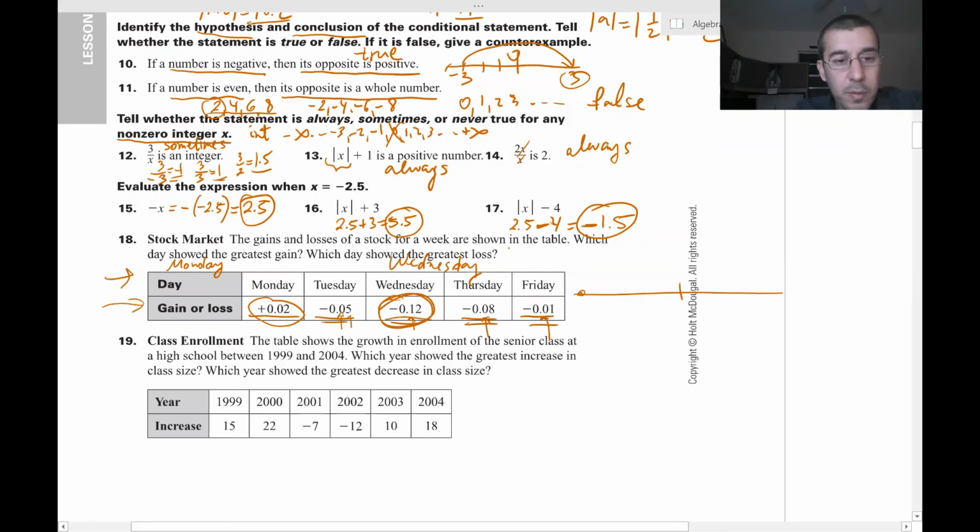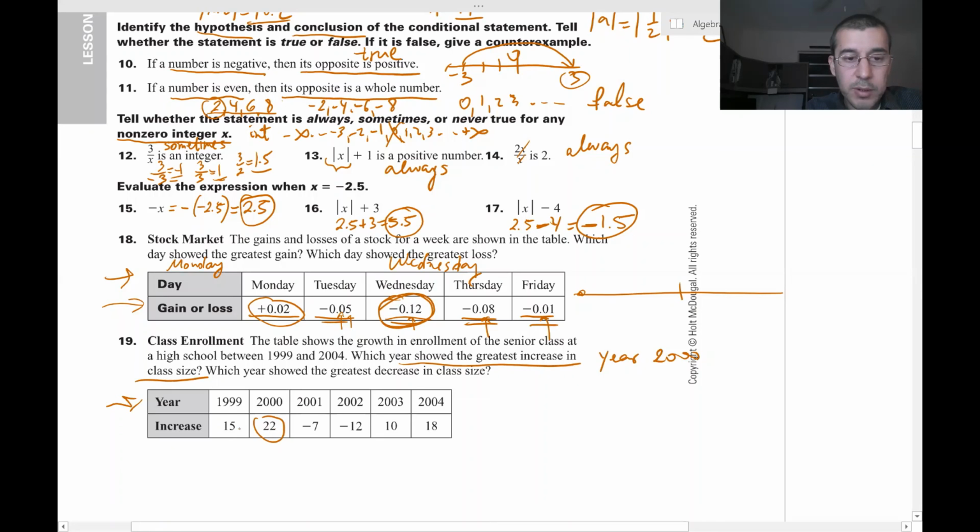Number 19, class enrollment. The table shows the growth in enrollment of the senior class at the high school between 1999 and 2004. Which year showed the greatest increase in class size? Okay, so we have the years: 1999, 2000, 2001, 2002, 2003, 2004. The increase: 15, 22, minus 7, minus 12, 10, and 18. So 22 is the greatest increase in class size. So that was year 2000. So year 2000 showed the greatest increase in class size.